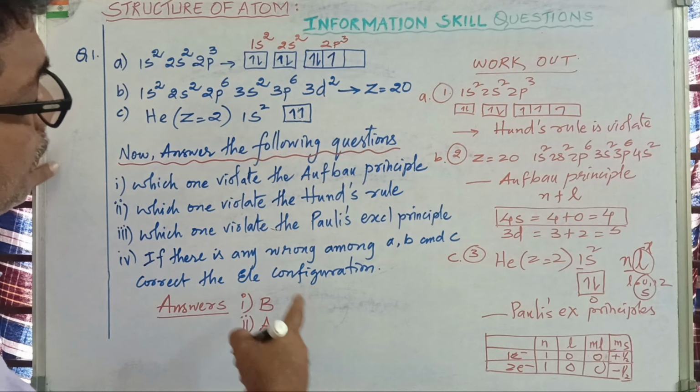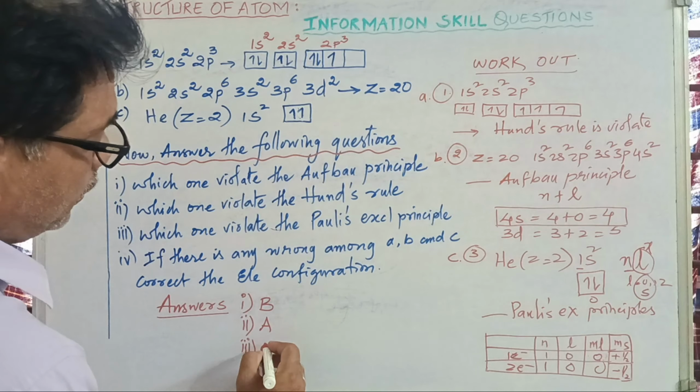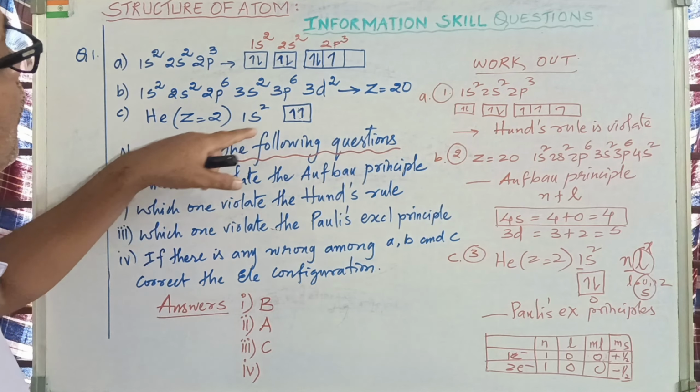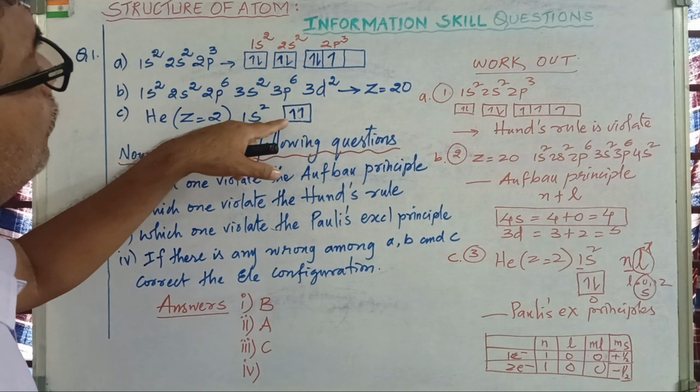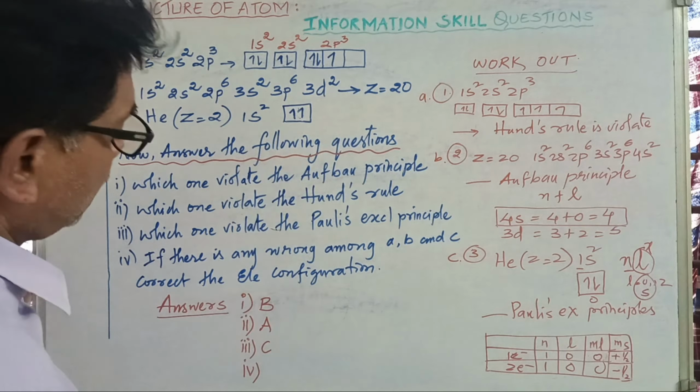Okay, and what is the next question? Which one is violating Pauli's exclusion principle? It is C, because both are in the clockwise direction. One should be clockwise, the other one should be anti-clockwise. Otherwise, all the values will remain the same.